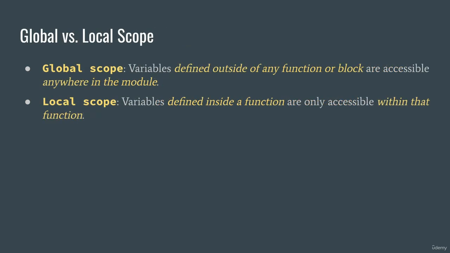Variables in Python can have either global or local scope. Global scope means that a variable is defined outside of any function or block, making it accessible anywhere in the module. On the other hand, local scope refers to variables defined inside a function, which are only accessible within that function.